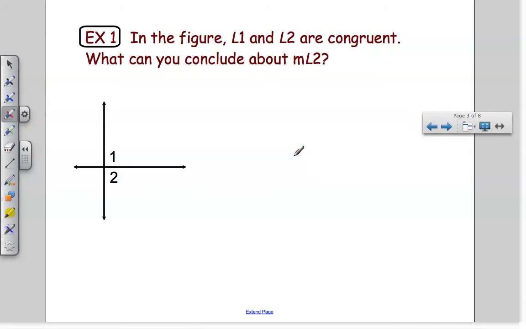Let's use one of those theorems here in this picture. It says in the figure, angles 1 and 2 are congruent. So 1 is congruent to 2, and I'll put the arcs. So what can you conclude about the measure of angle 2? Well, if these are congruent angles, and they're a linear pair, they're together on a line, they add up to 180, we just discussed that the measure of angle 2 would have to be 90 degrees. So was the measure of angle 1.